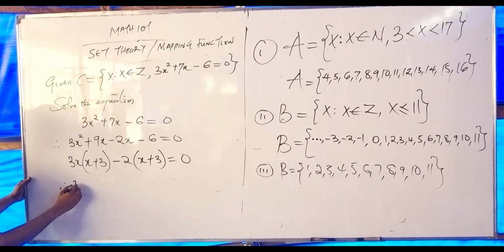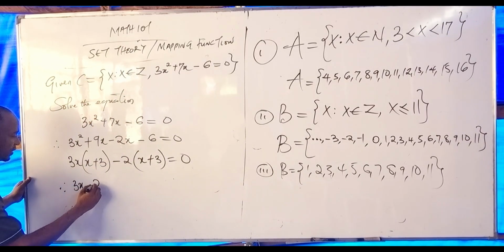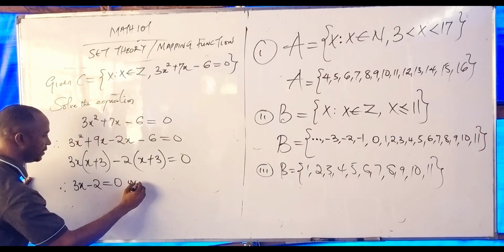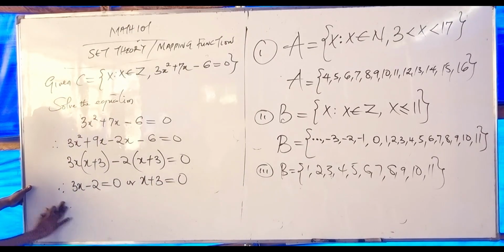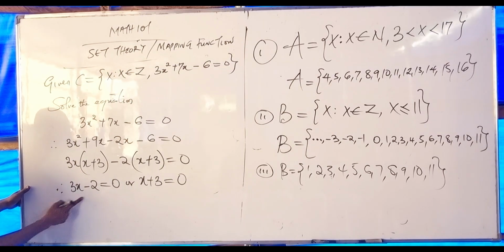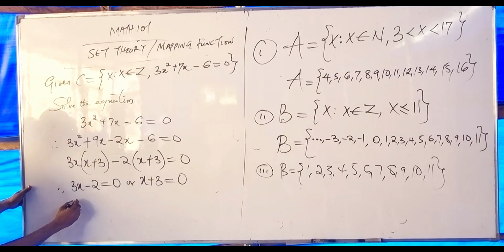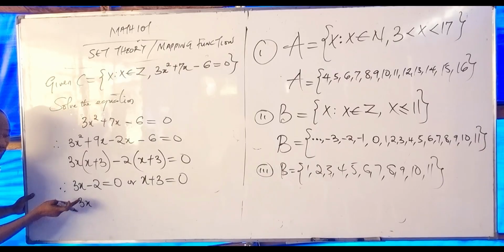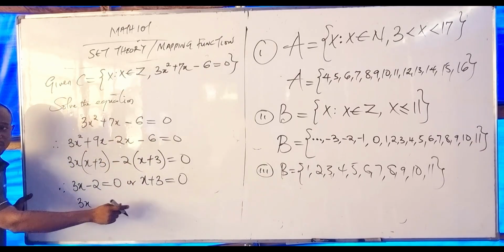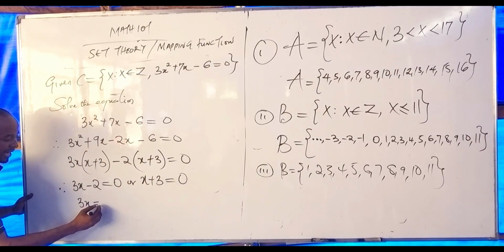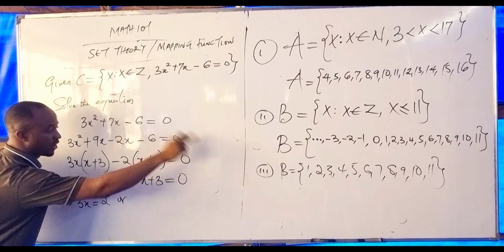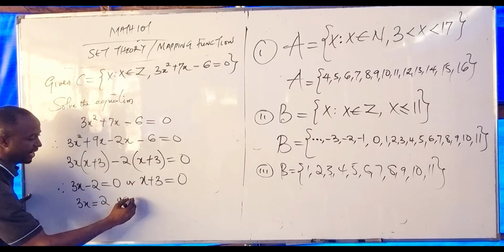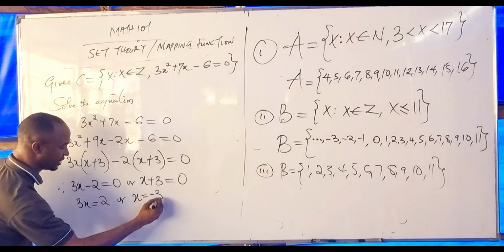Now let's go. Therefore, what do you have here? 3x minus 2 equals 0, or x plus 3 equals 0. Are you following? How do you solve for x here? Here we have 3x. When you move minus 2 across the equal sign, it becomes plus 2. So 3x equals 2. Or when you move this 3 across, it becomes minus 3. So x equals minus 3.